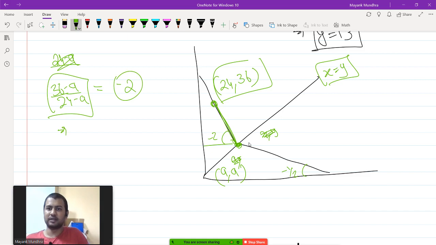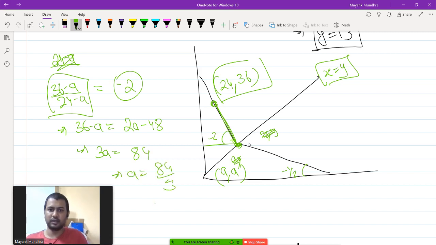This implies that 36 minus a equals 2a minus 48, which implies that 3a equals 48 plus 36. So that's 84, which implies a equals 84 by 3. So that is 28. Okay, so this point becomes (28, 28).